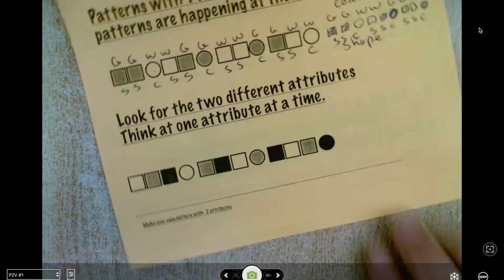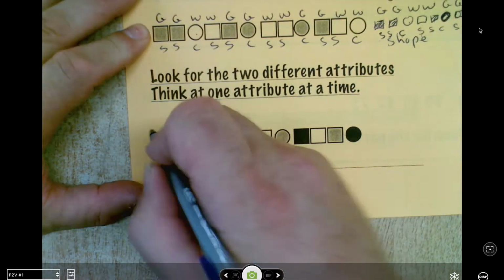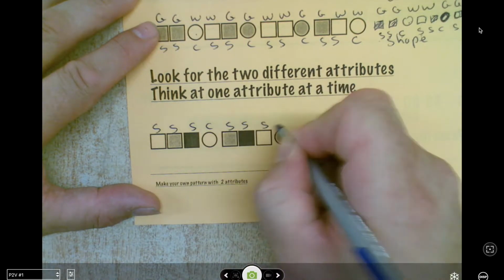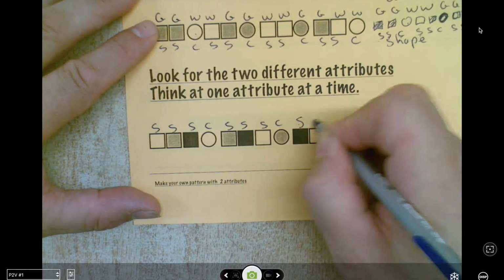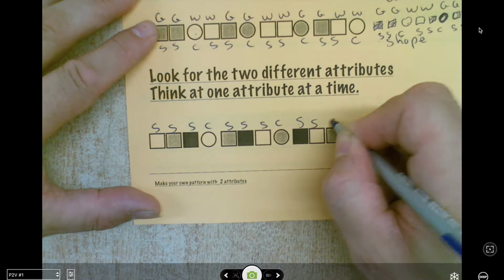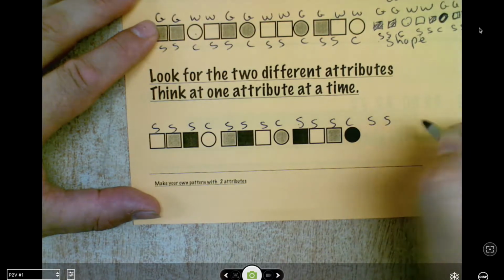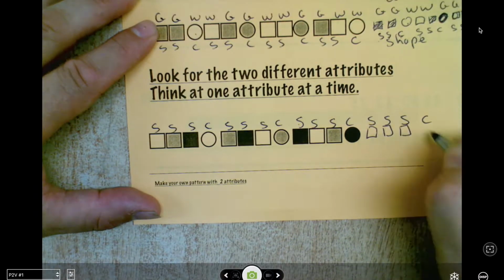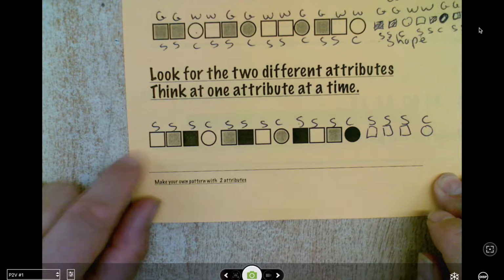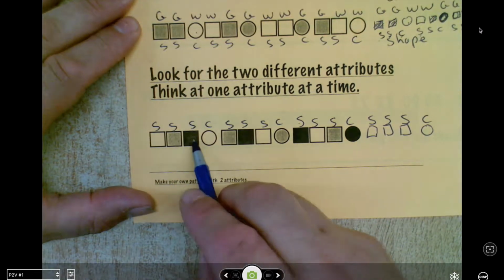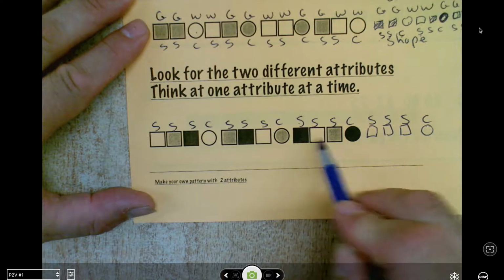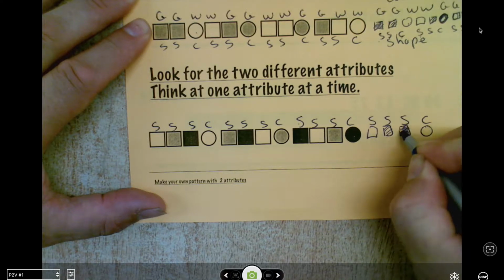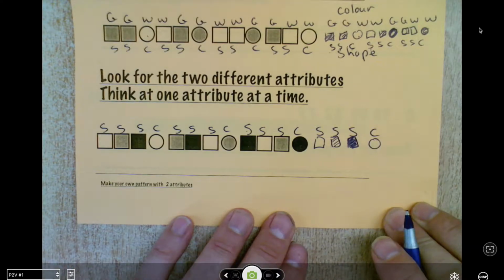Now, here's another example down here. Again, I'm just going to do shape. Square, square, square, circle. Square, square, square, circle. So I need a square, a square, a square, and then a circle. I usually do all the shape first, and then I worry about the color later. So it's white, gray, black. White, gray, black. White, gray, black, and then white. So that's what the next patterns would look like.